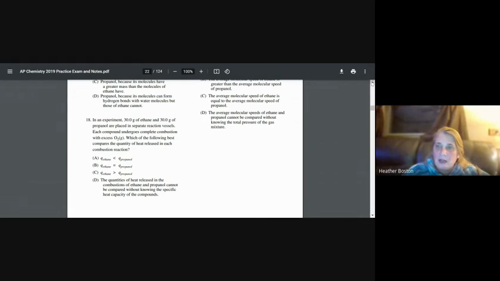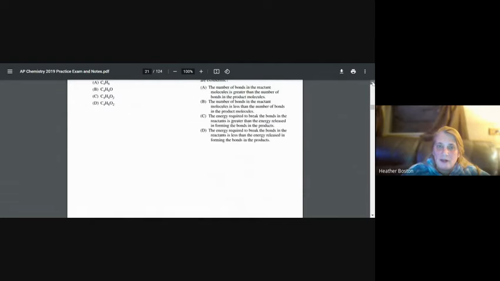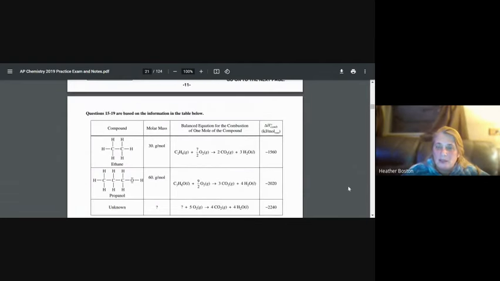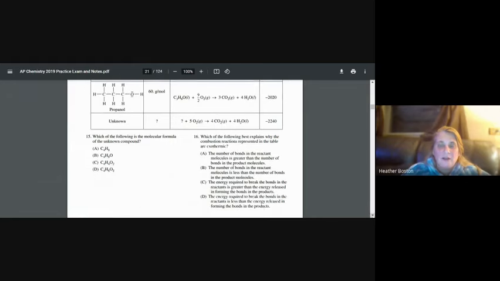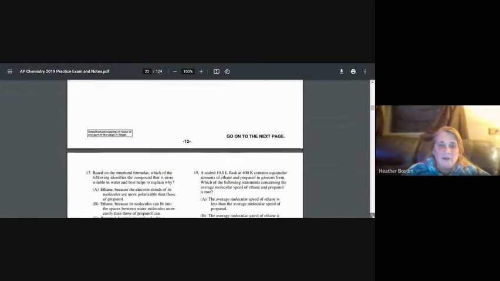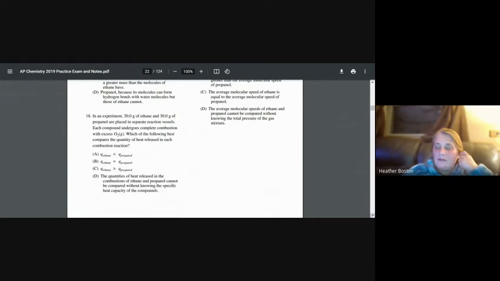So if you go back up to the chart, we've got 1 mole of ethane releases 1,560 kilojoules. Half a mole of propanol is going to release half of 2020, or 1010 kilojoules. So 1560 is greater than 1010. So the correct answer is C. Does that make sense? Yeah.